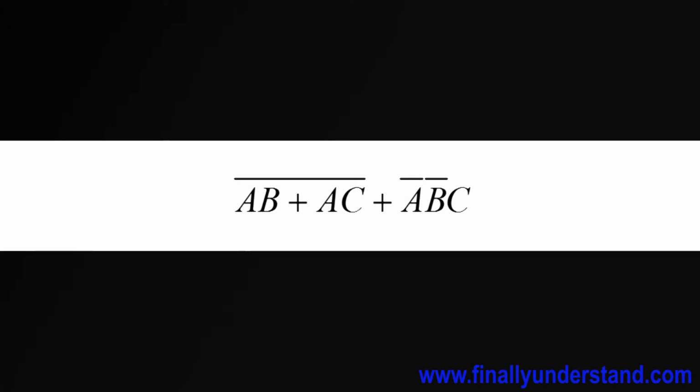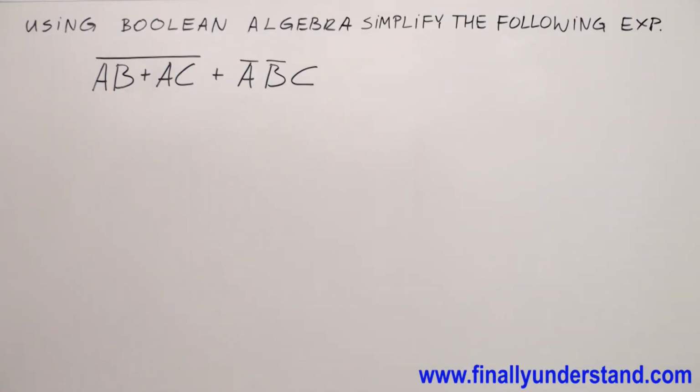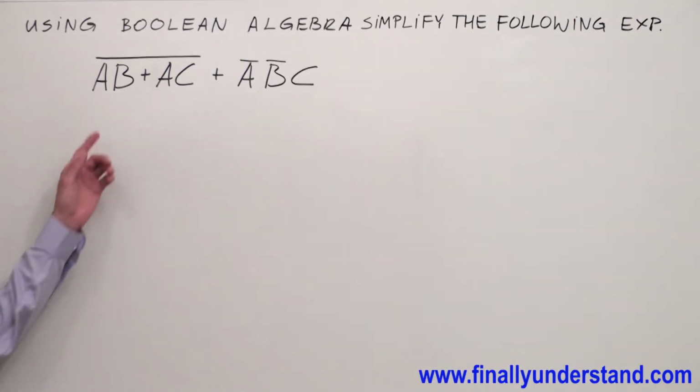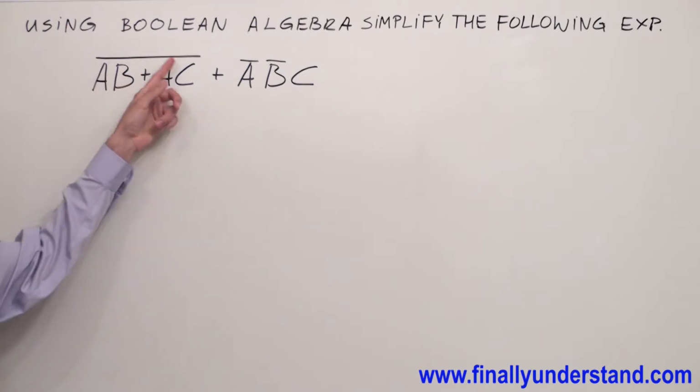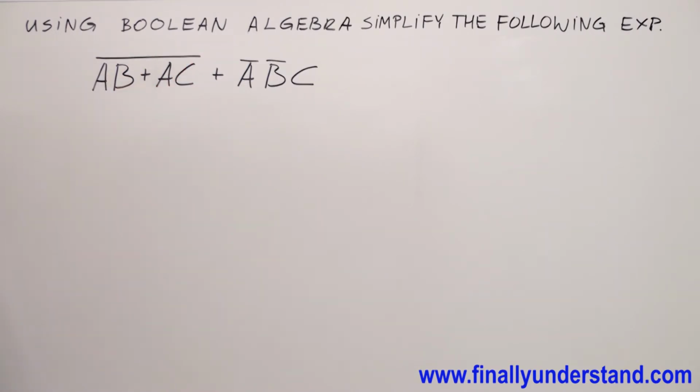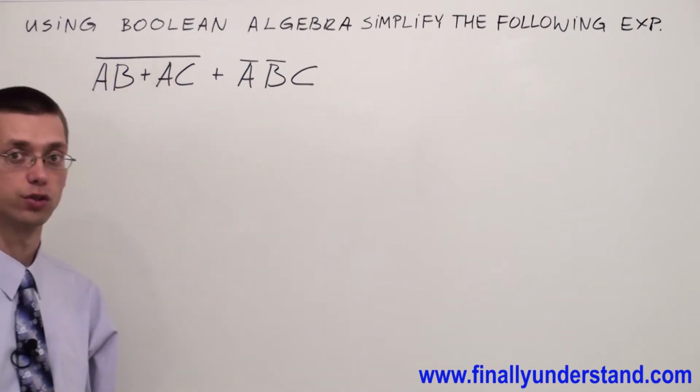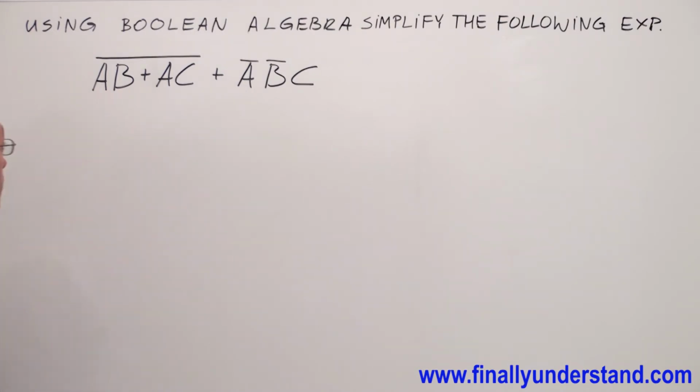Using Boolean algebra, simplify the following expression. Let's take a look at this example. First, what we're supposed to do, we have to eliminate this long bar. Okay, how can we eliminate that? By using De Morgan's theorem.